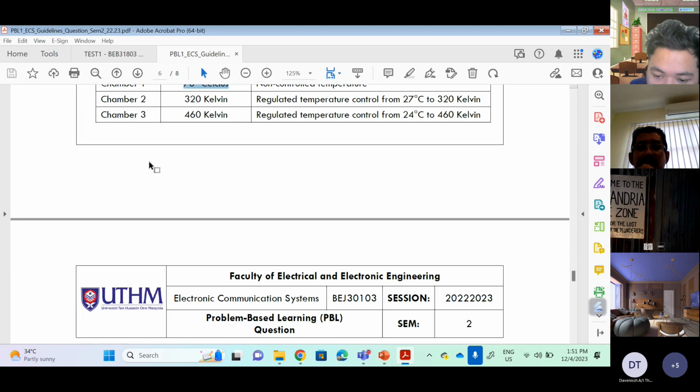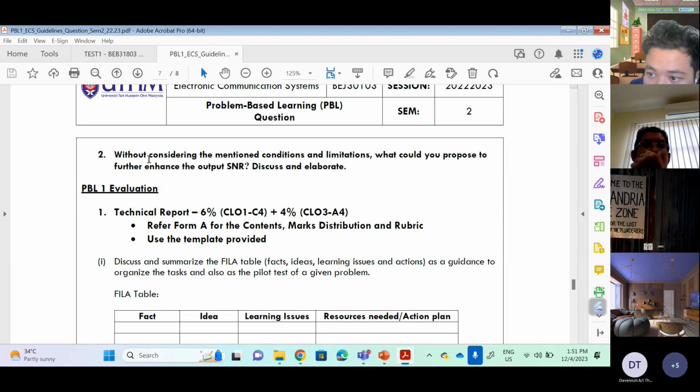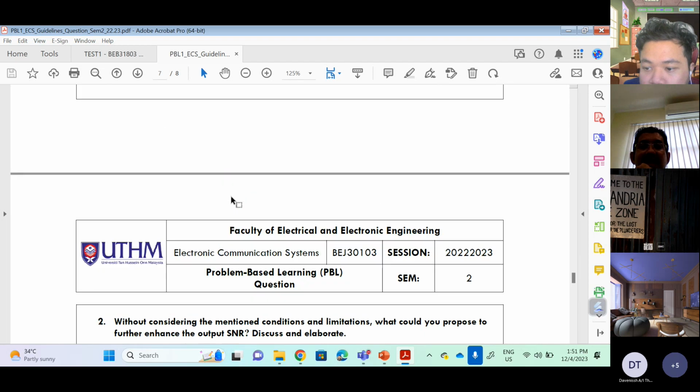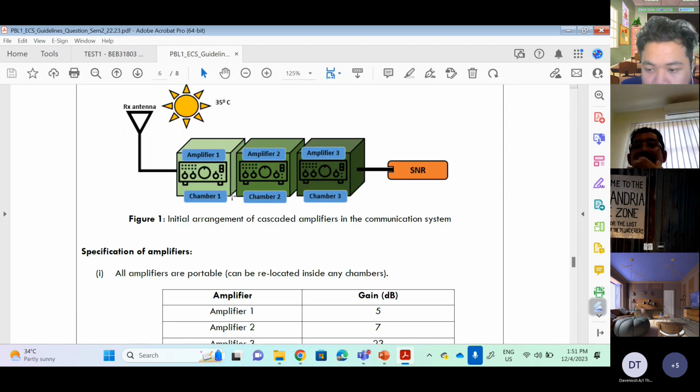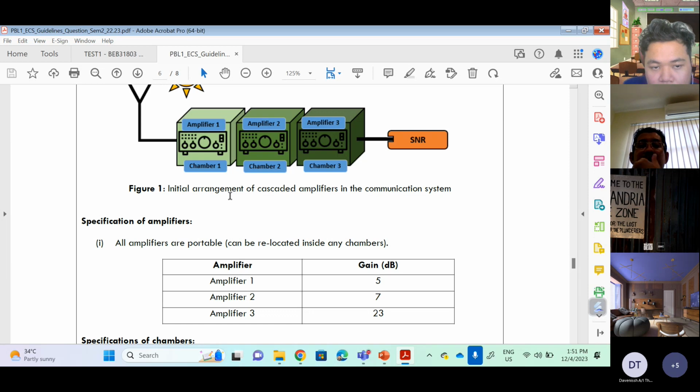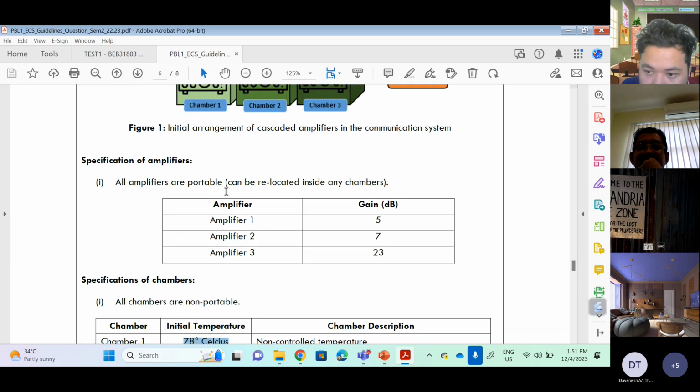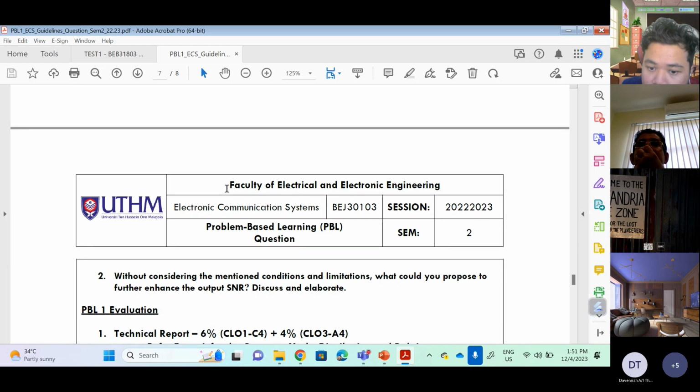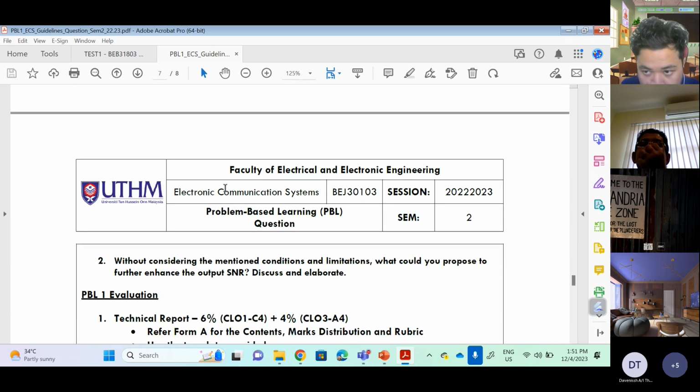Okay, soalan yang kedua, kalau you lihat dia ada dua soalan. Soalan yang kedua, without considering the mentioned condition and limitation, what would you propose to further enhance the output SNR? Discuss and elaborate. Okay, selain daripada ini, apa lagi yang boleh kita buat supaya output SNR itu lebih baik? Contoh, you nak propose letak filter. Contoh, you boleh cadangkan. Dan cadangan itu sebaiknya saya harap kamu boleh ada explanation dan juga ada lakaran lukisan.